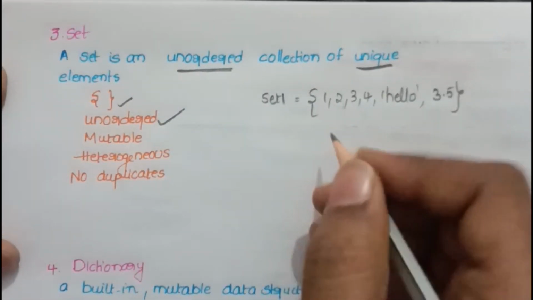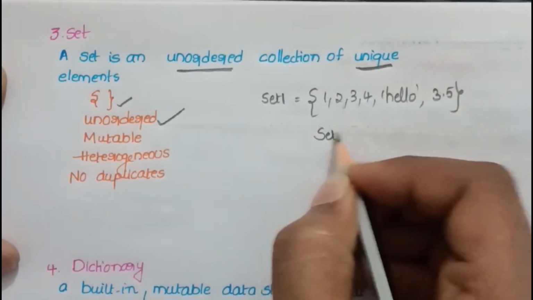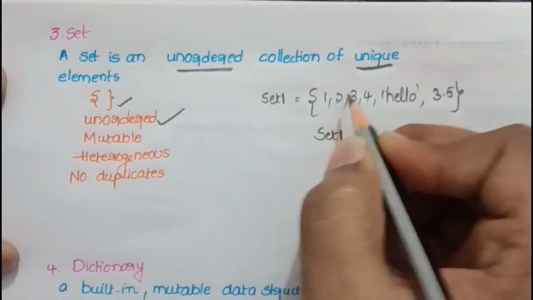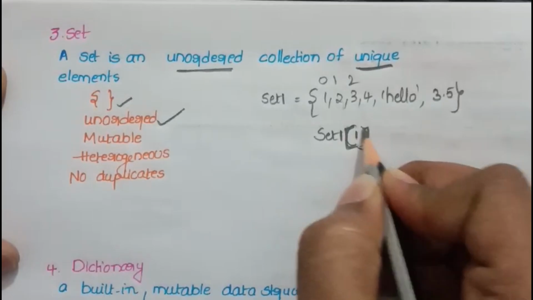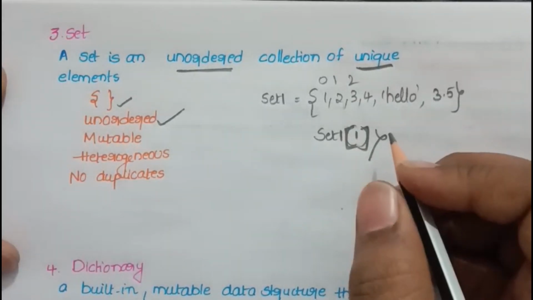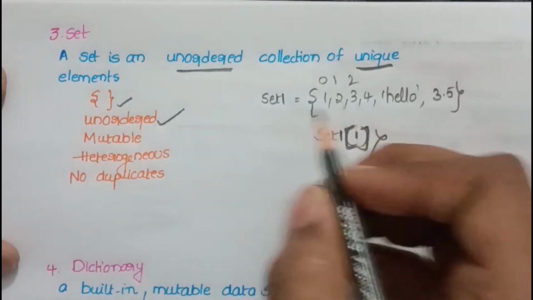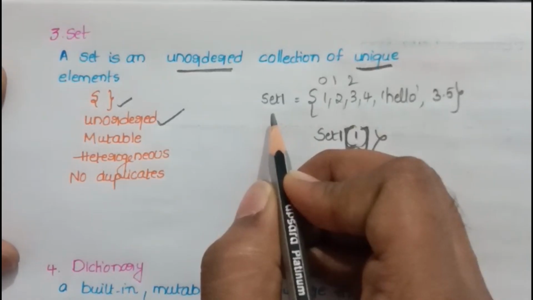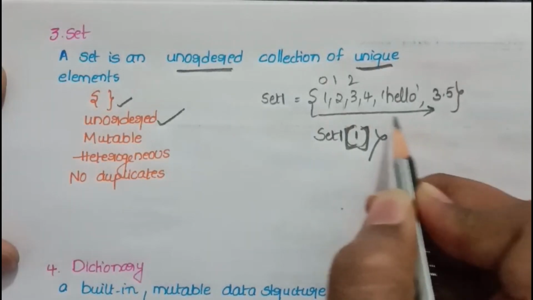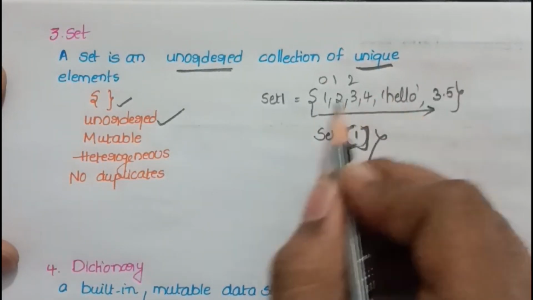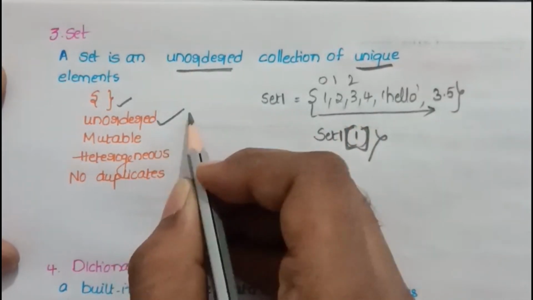Unordered means each element does not have its own index. If you try to access 2, with indices 0, 1, 2, and write set1[1], the interpreter throws an error because set is unordered. Even if you try to print set1, no one can guarantee that all these elements will come in the exact order as you declared. Since set is unordered, these elements can interchange by themselves. That is the meaning of unordered.